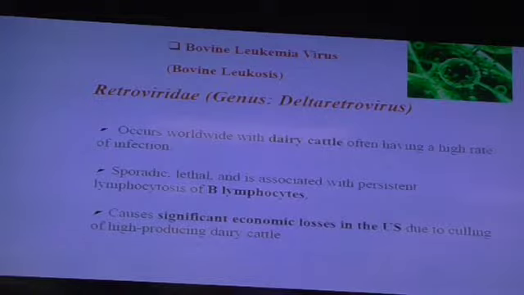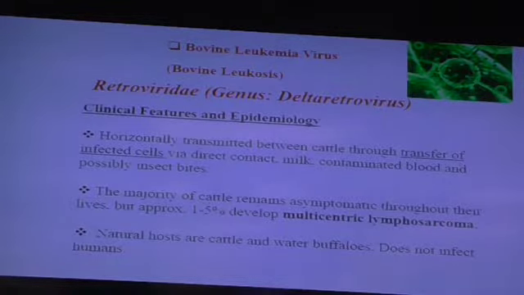This occurs in dairy cattle, and it's a significant economic issue in dairy cattle due to the presence of lymphosarcomas, which are spread in several organs. The disease is transmitted through infected cells. Milk can transmit the disease, contaminated blood can too, and there is some evidence that insects may be involved as well.